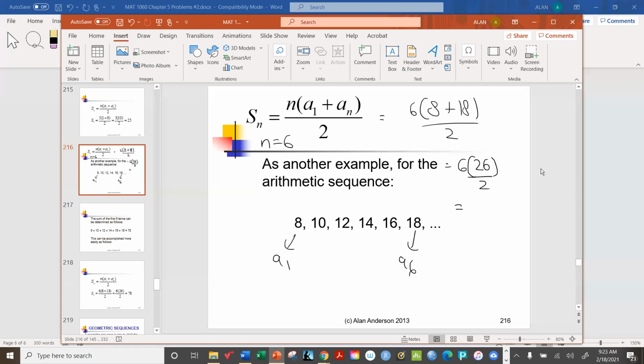Let's see. Okay. So then if you want to, you can confirm this by just adding them together with your calculator. And you'll see that it is in fact 78.